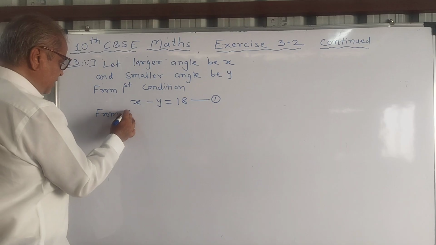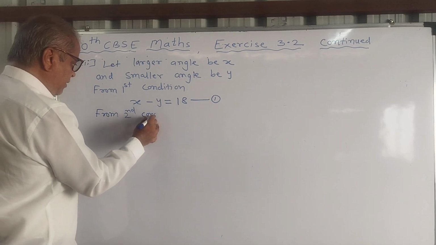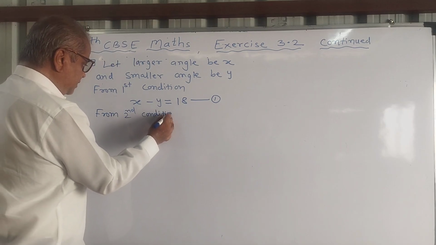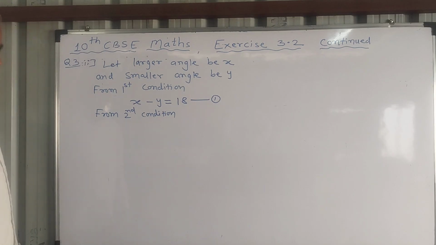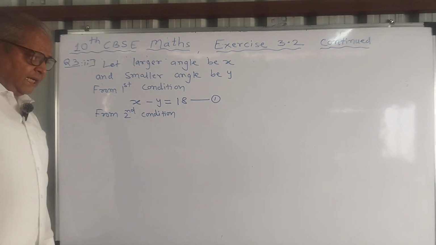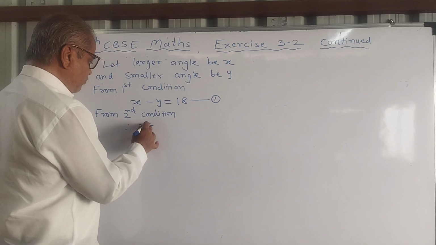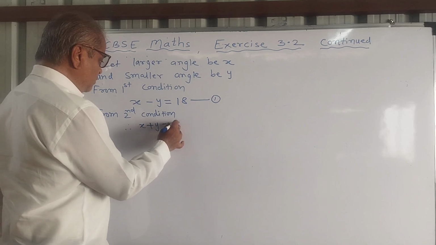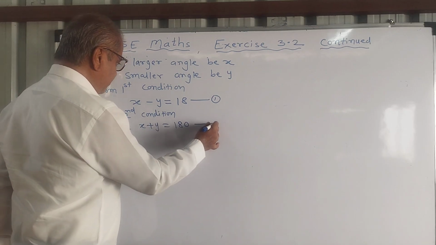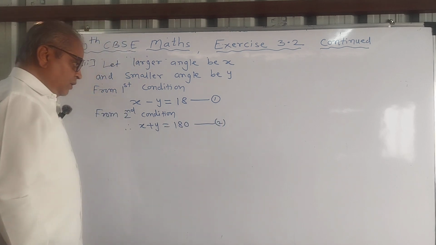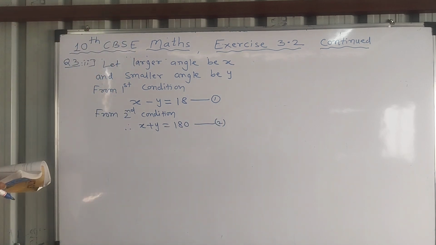From the second condition, the sum of the two angles must be 180, as it is mentioned that the angles are supplementary. So therefore we can write x plus y is equal to 180. Equation number 2. Now this word problem we are solving by using the substitution method.